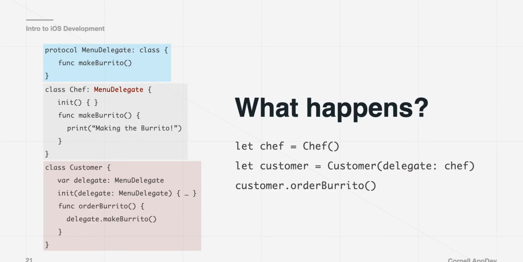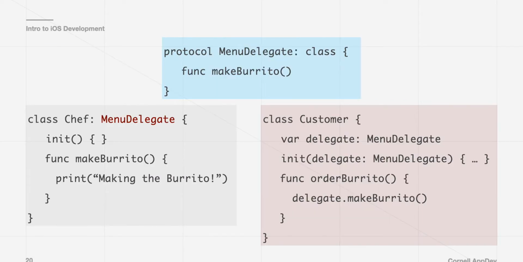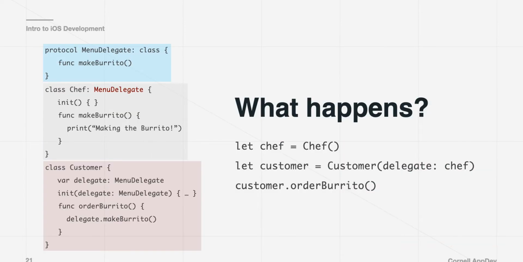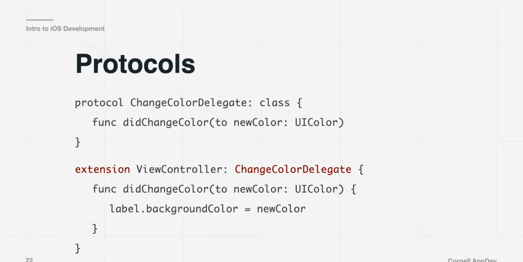So what you can do is instantiate an object of this chef class. So let chef equals Chef, and then let customer equals Customer, and you assign the delegate of this customer to chef. If you look before here, they had var delegate, MenuDelegate. So this delegate's value is the chef, which conforms to the MenuDelegate protocol. And then after that, you would be able to do customer.order burrito. Does anyone have any questions at this point?